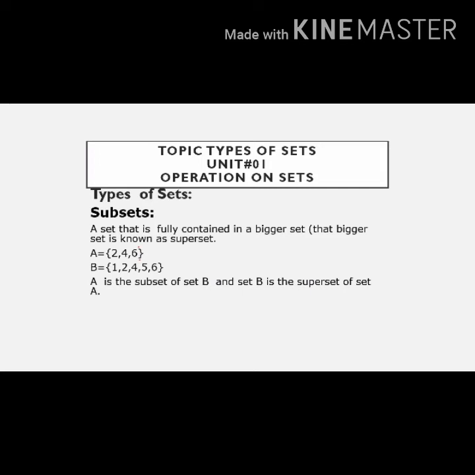Now observe the given example. Here two sets are given. Set A is equal to 2, 4, 6 and set B is equal to 1, 2, 4, 5, 6. Here it clearly shows that set B is the bigger set, that is known as the superset, and set A is a subset of set B because every element of set A is given in set B.